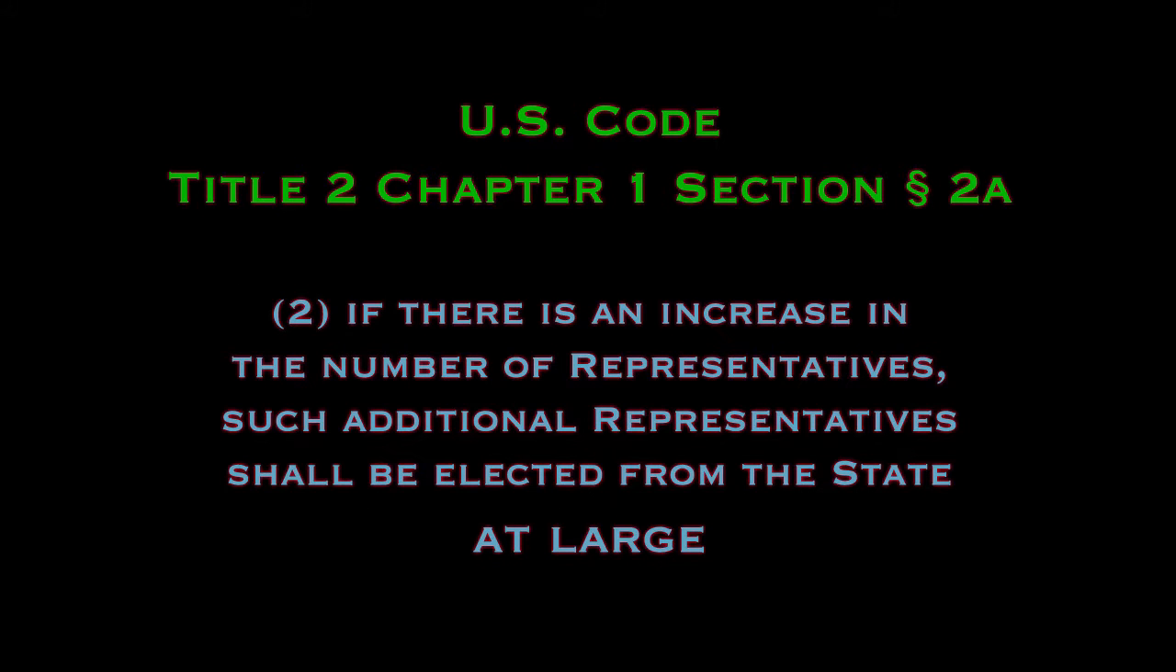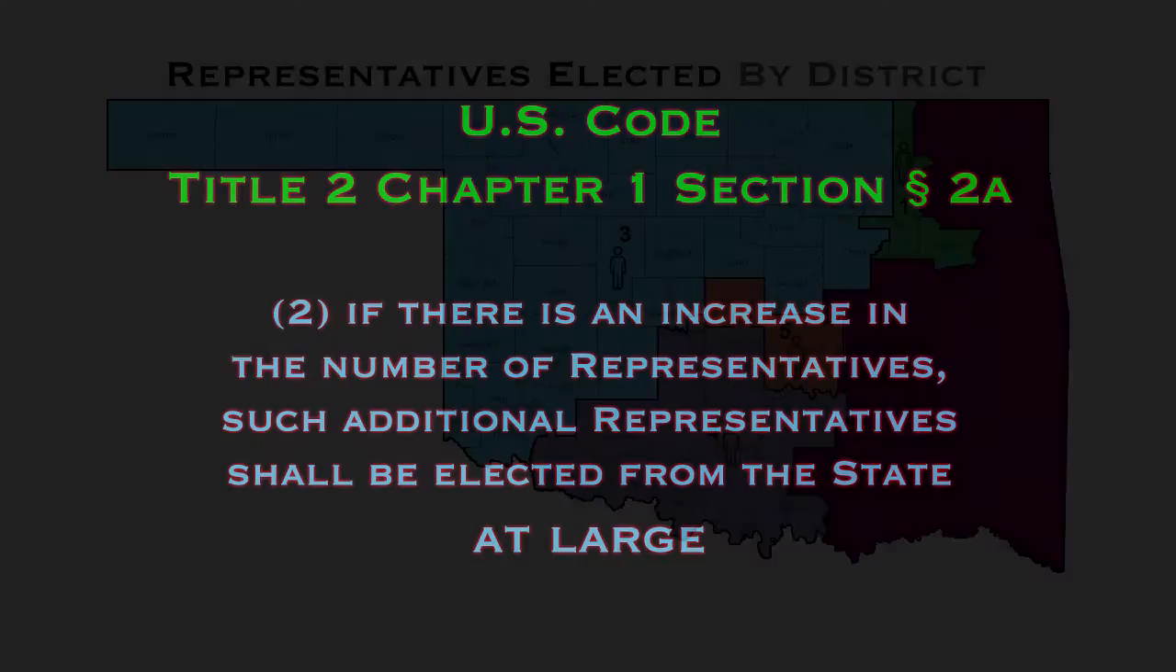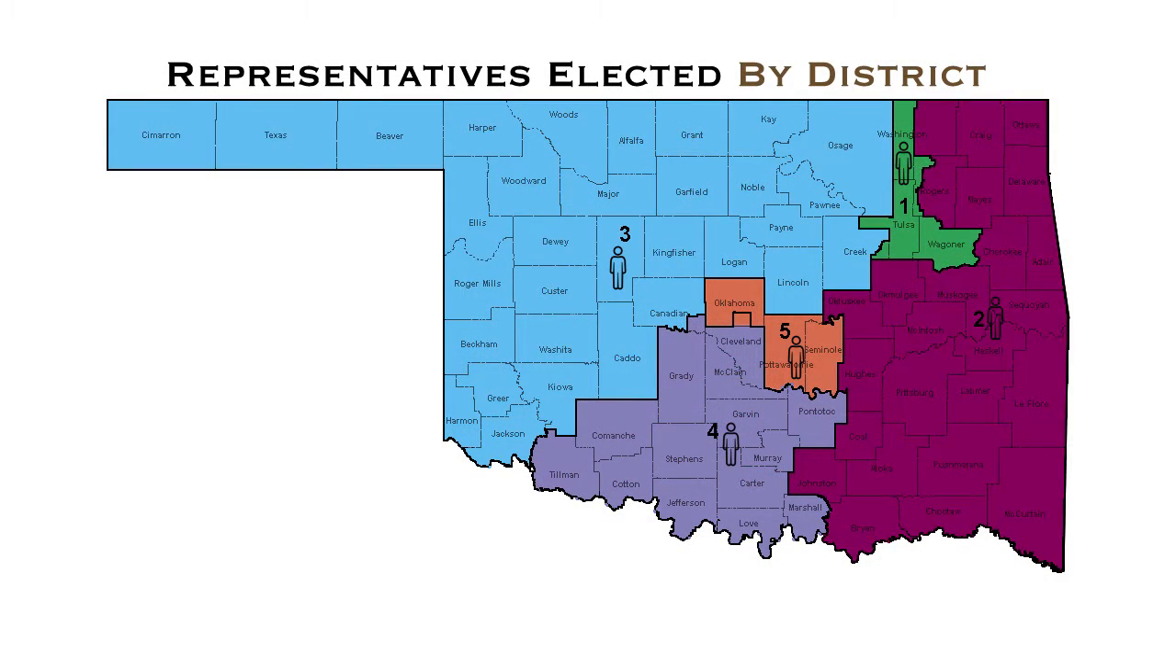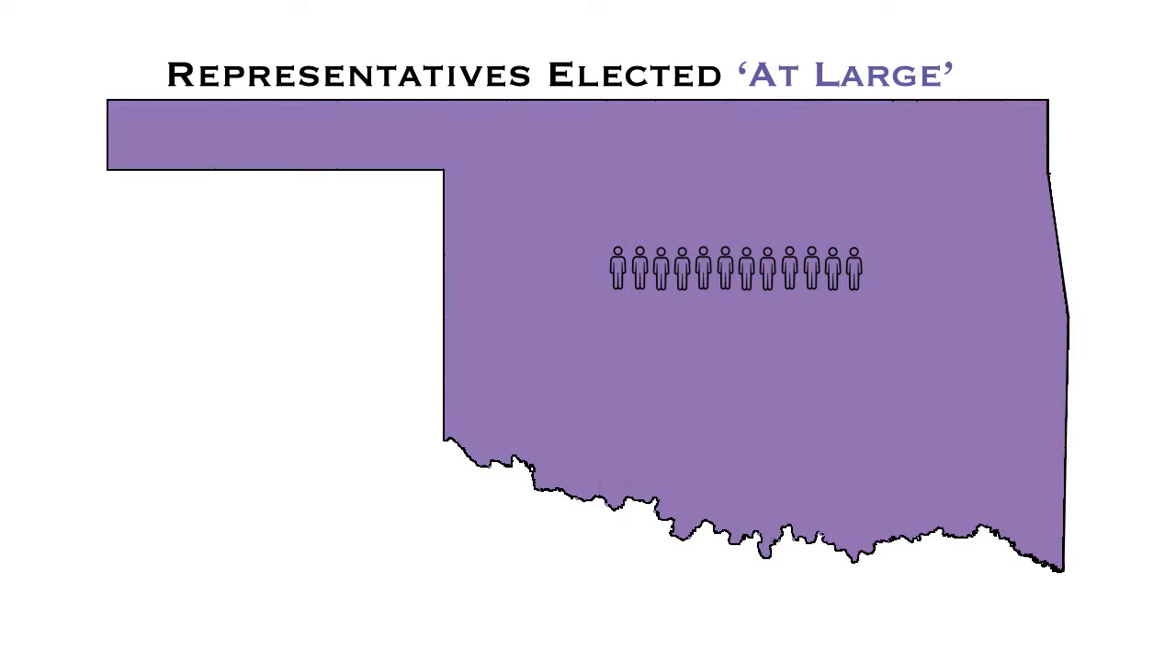U.S. Code Title II, Chapter 1, Section 2A, Subsection 2 states, "If there is an increase in the number of representatives, such additional representative or representatives shall be elected from the state at large." New representatives could be elected at large and vote from their home states.